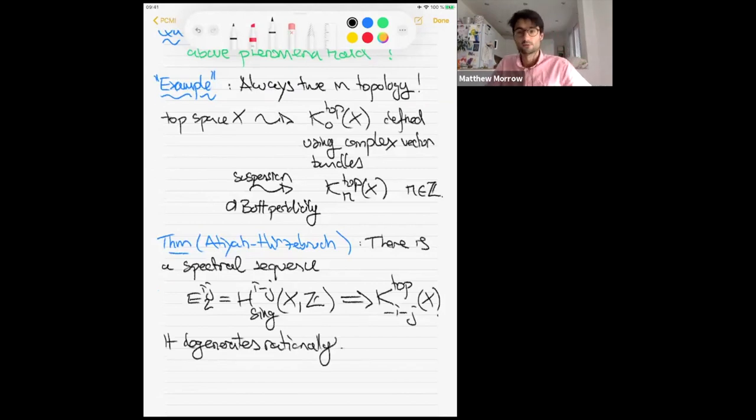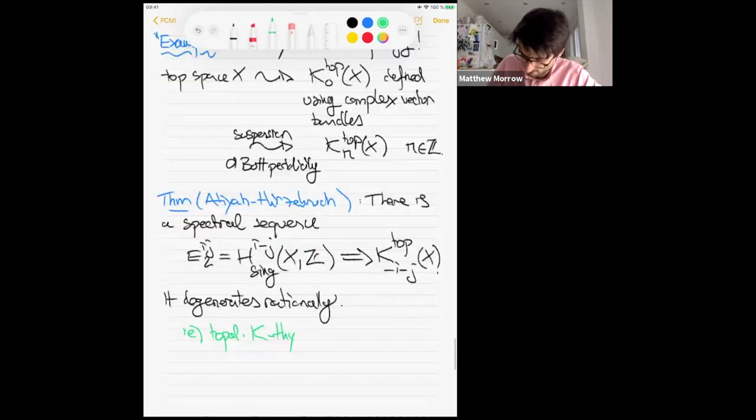So if we only care about what's going on up to small torsion, we can even decompose all of our topological K groups just into singular cohomology. So I write that down: topological K theory breaks into singular cohomology.